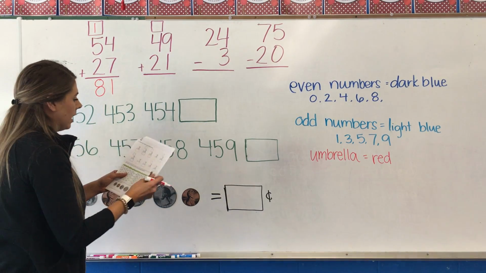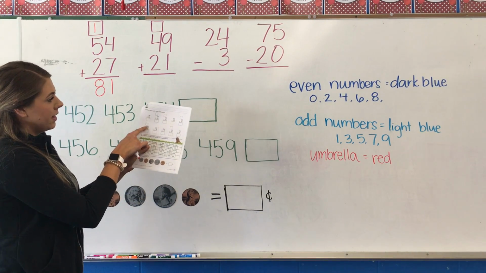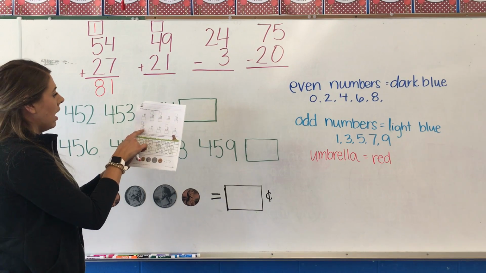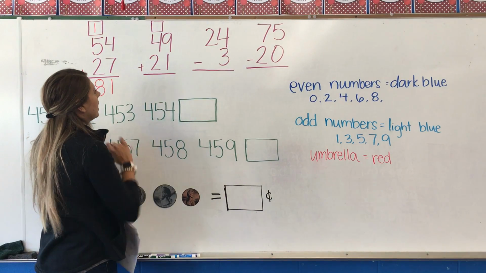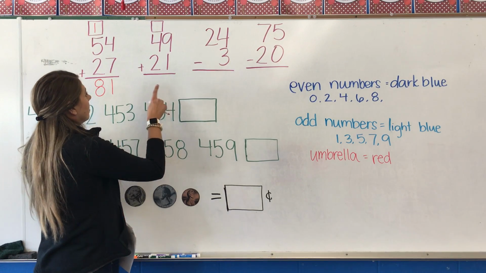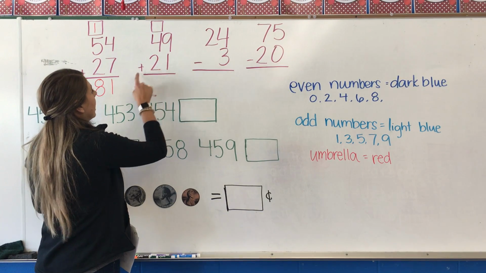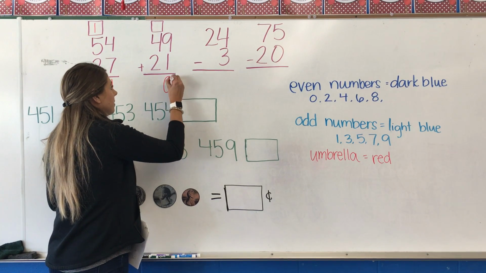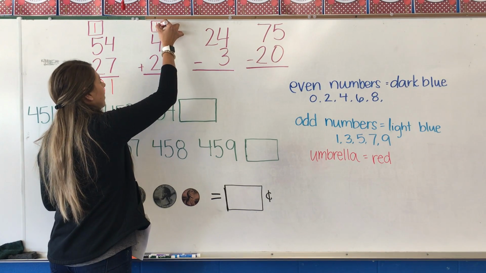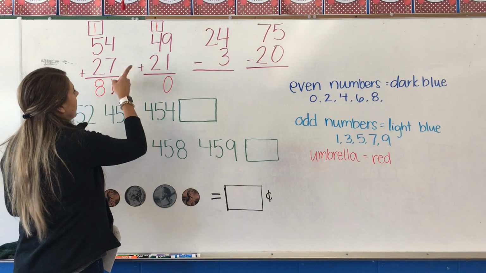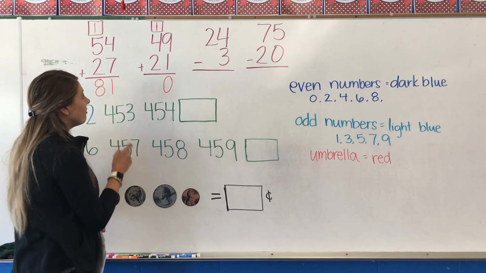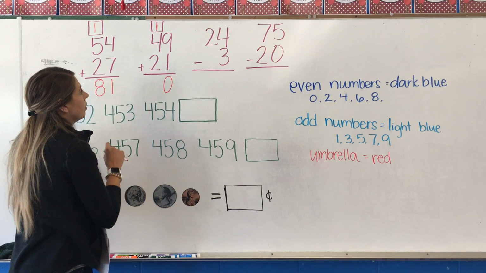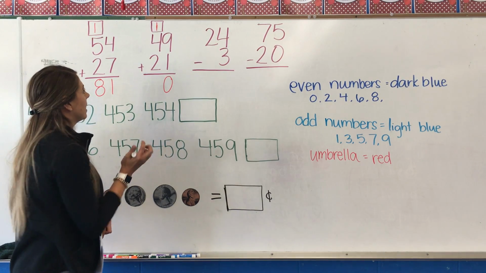Perfect. And then we'll go to this one here on the second row. The first one on the second row, we have 49 and 21. So again, we'll start on our ones column for 9 plus 1. Well, we know that's 10, so our 0 comes down and our 1 carries over. And we have 1 plus 4, we know that's 5, plus 2, we have 5, 6, and 7.